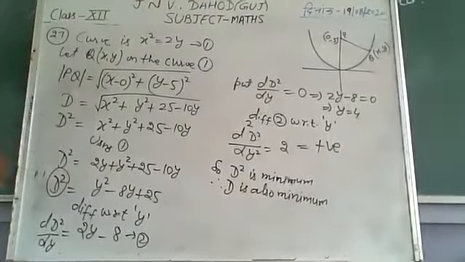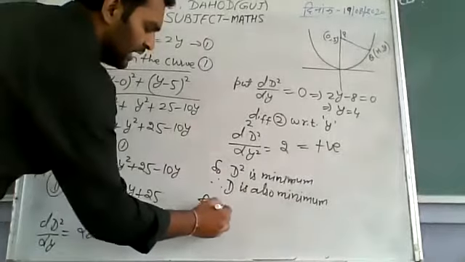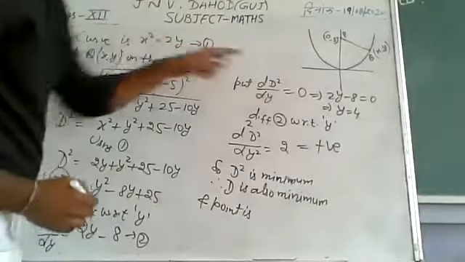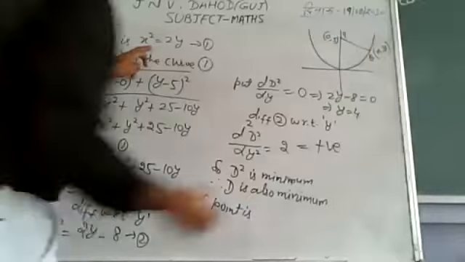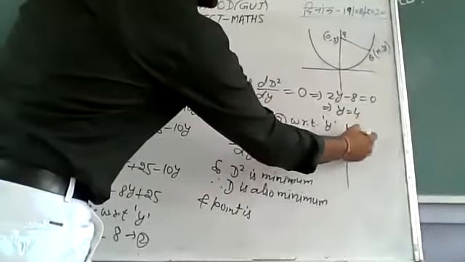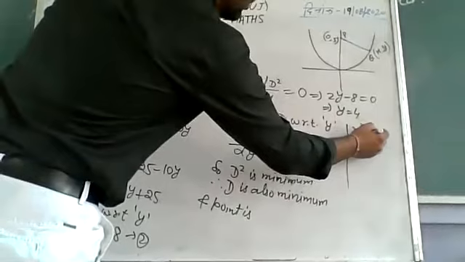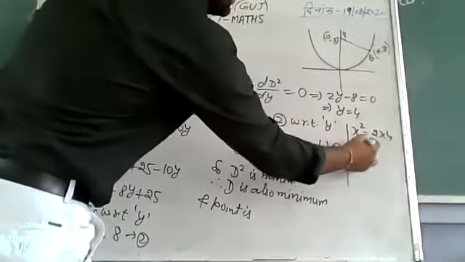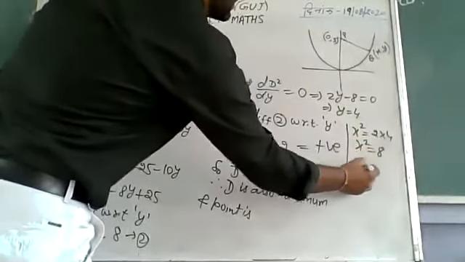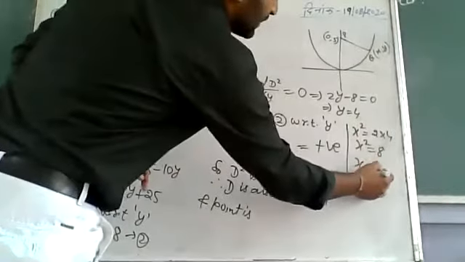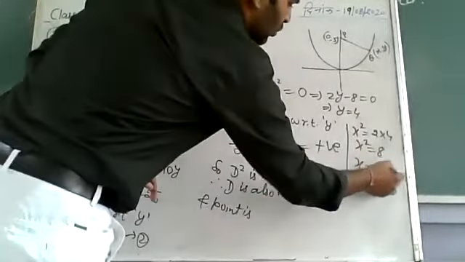And what is the point? To find the point, put the value of y in equation number 1. So we can find the value of x. x square is equals to 2 into y, means 2 into 4. So x square is equals to 8. We can find x is equals to plus or minus 2 root 2.